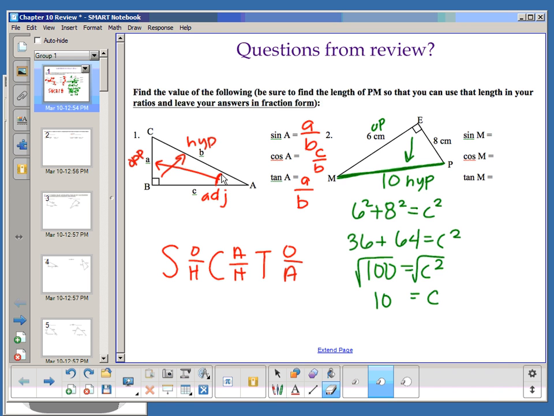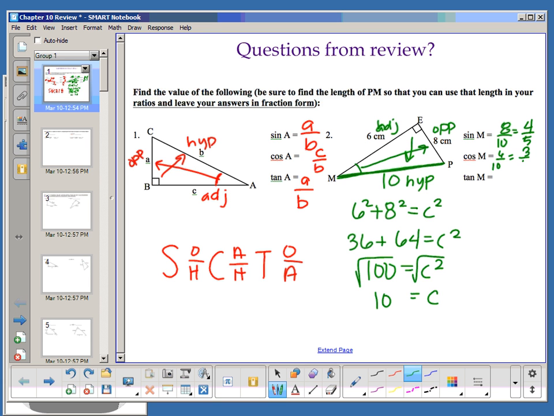Oops, we're looking at angle M, and I did not see that. Angle M, this would be my opposite, and this would be my adjacent. Okay, so when I look at angle M, sine is opposite over hypotenuse, so I have 8 over 10, and that simplifies to 4/5. Cosine is adjacent over hypotenuse, that's 6 over 10. That simplifies to 3/5. And tangent is opposite over adjacent, that's 8 over 6, and that simplifies to 4/3.